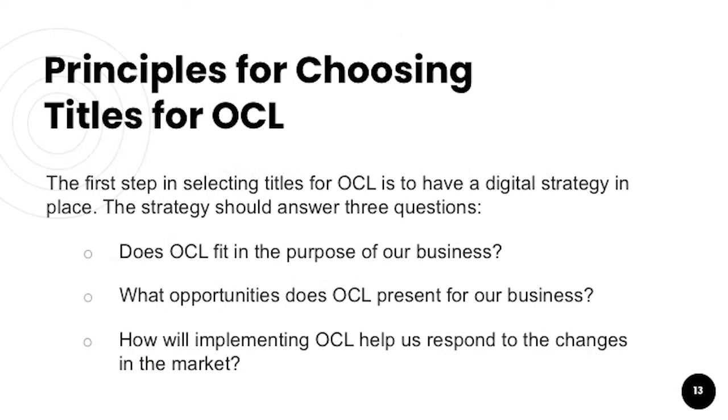Now, very quickly, what are some of the principles that we can use as publishers in choosing titles for OCL? One of them, I think, is just asking three strategic questions. One of them is, does open content licensing fit the purpose of our business? When looking at our own publishing business, Word Alive, now operating as BookTok Africa, in making content accessible to all, those who can afford, those who can't afford, it basically fits right into our purpose. We didn't even have to adjust our purpose. We did a tick that it does fit into our overall purpose as a business. The second question is basically, what are the opportunities that lie beneath open content licensing to our business?